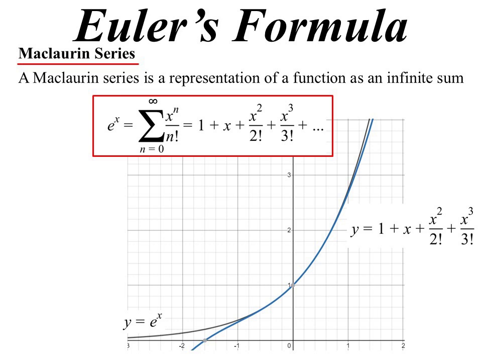So it's a really good approximation actually when you're close to 0. That's where it starts fitting, is around 0, and then it sort of moves out, if you get what I mean. So there's e to the power of x.